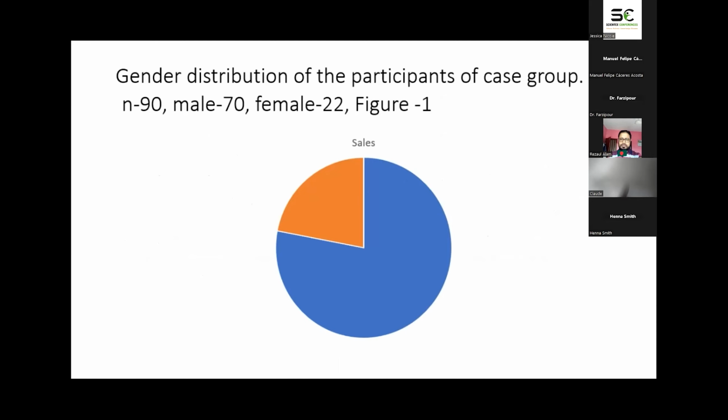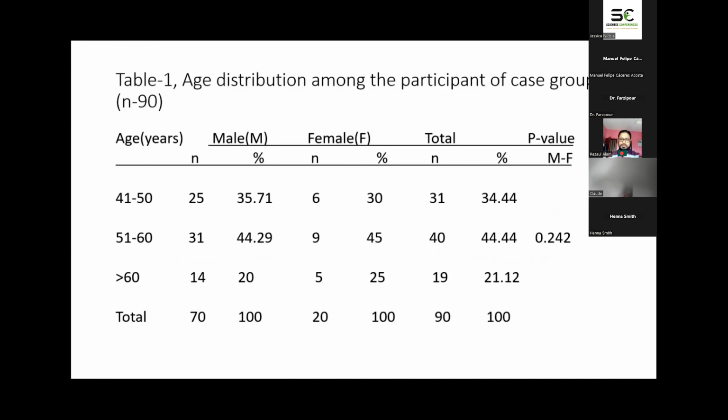Gender distribution of the participants of the case group. Out of 90 patients, male were 70 and female were 22. Most of the participants were male. Age distribution among the participants of the case group. Here we see between the age of 41 to 50 years, the number of male was 25 and the number of female was 6, and both of them constitute 34%.